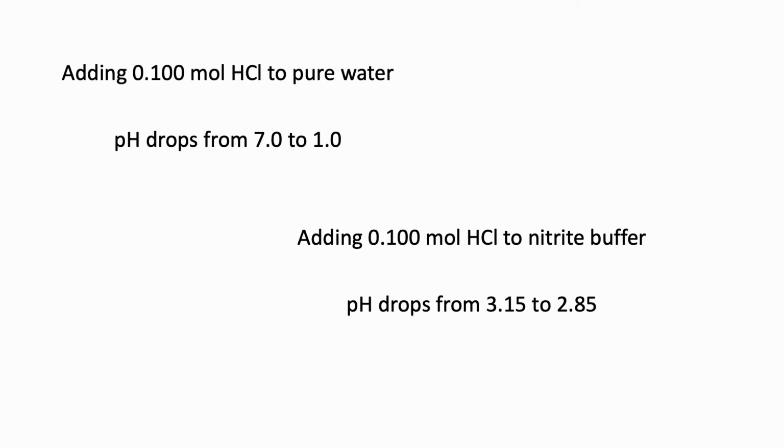Quick summary, we added 0.100 moles of HCl to a liter of pure water. The pH dropped from 7 to 1, so 6 full pH points. We added the same amount of acid to 1 liter of nitrite buffer. The pH dropped from 3.15 to 2.85, or 0.3 pH points. So that's a huge difference in terms of how much the pH changed.